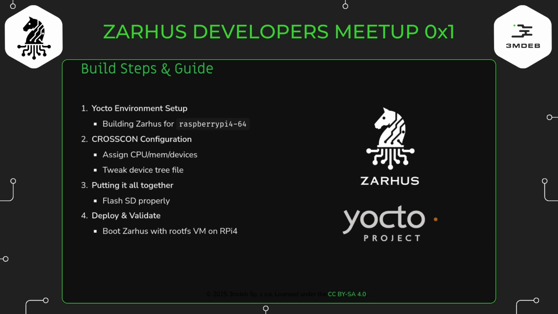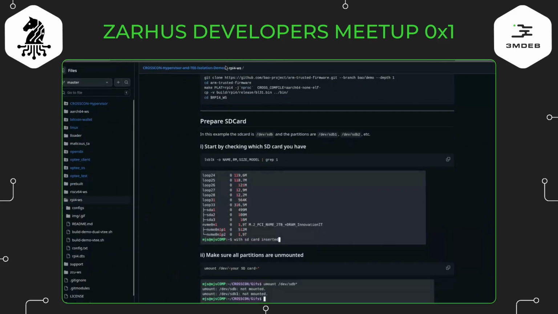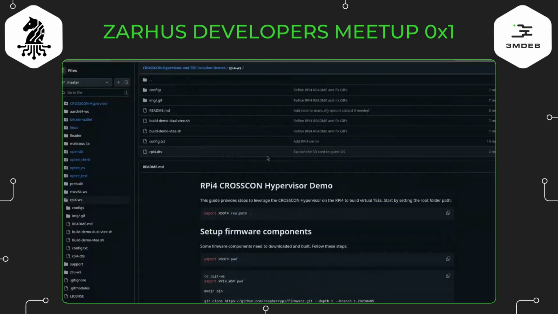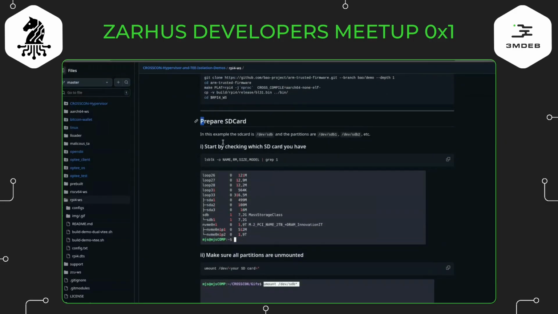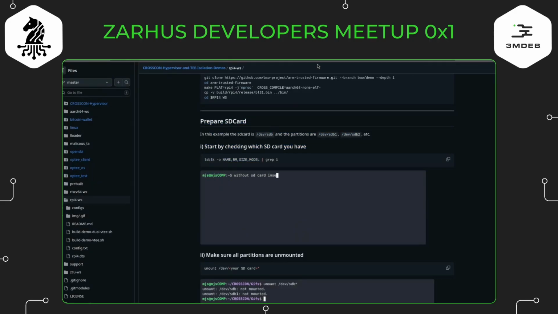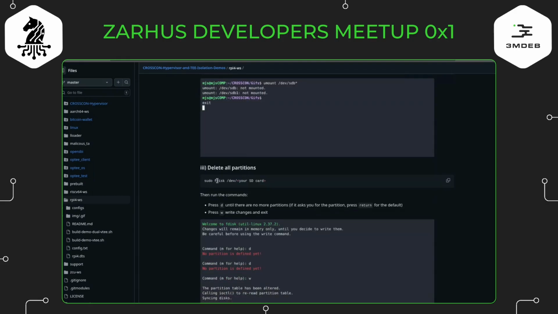Then also, maybe I can actually just show this right here. This is the GitHub page of the CROSSCON Hypervisor demo, and as you can see, by default, it uses an SD card, but by default you have to manually partition it. So one of the things that we thought would be good is if we just used the auto-generated by Yocto bmap and gz files, so that we already have the two partitions, and we can avoid this manual formatting step with fdisk.